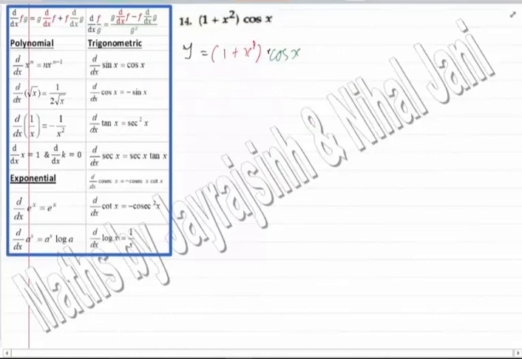Our next question is question number 14. 1 plus x square into cos x.